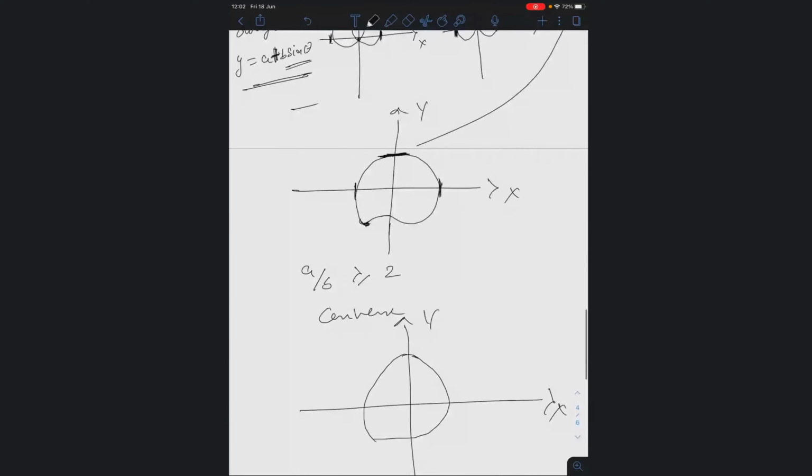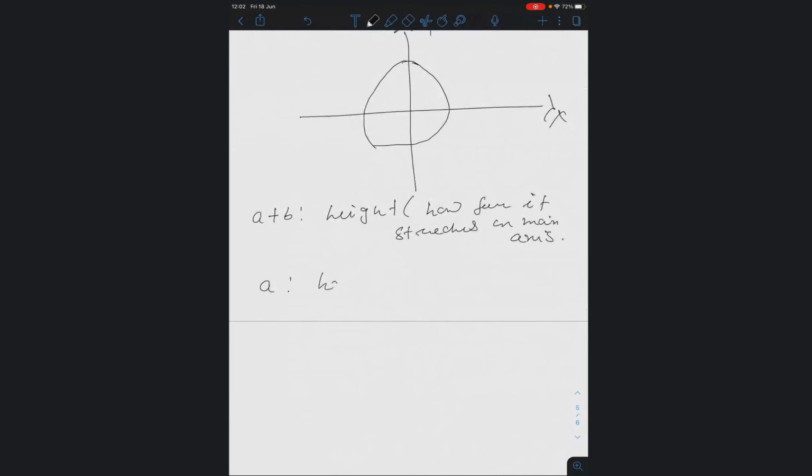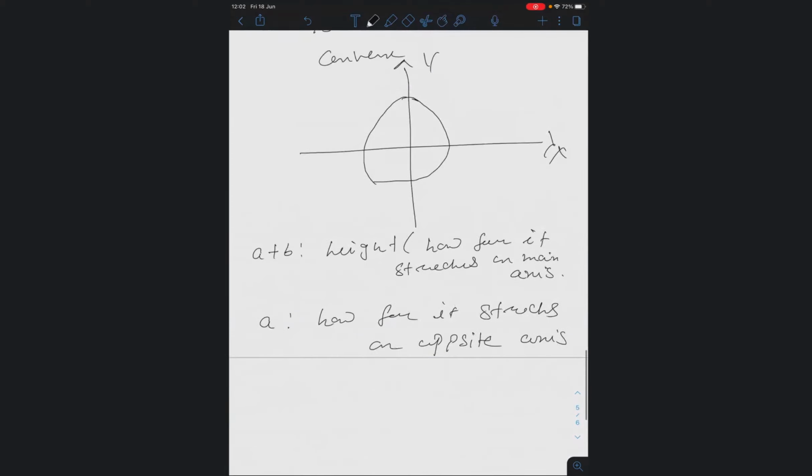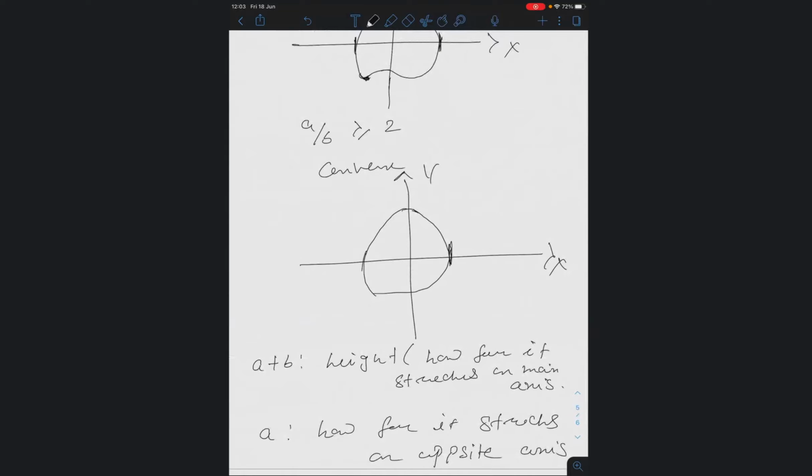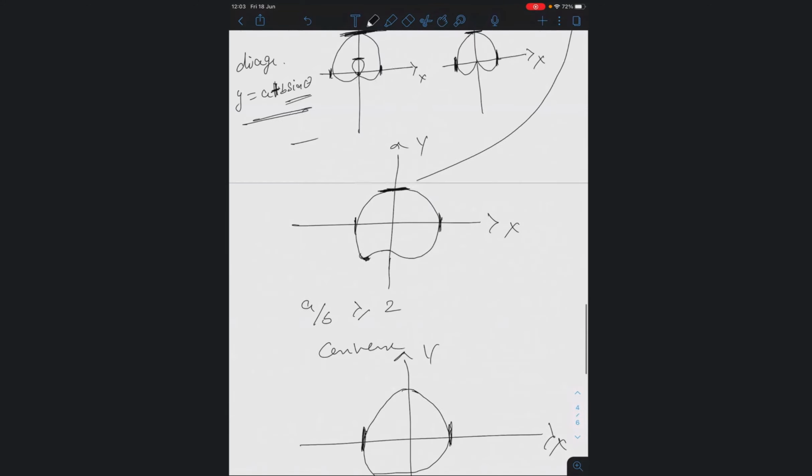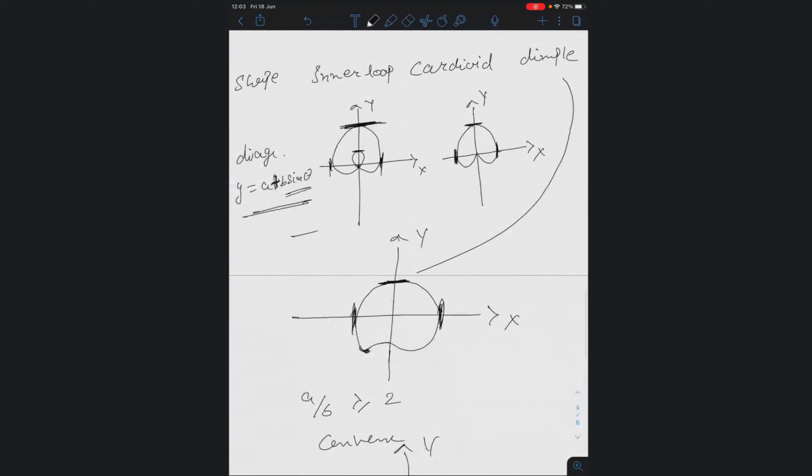Okay, similarly a will decide how far it stretches on the opposite axis. Opposite axis means here these points on the x-axis. It can be the other way also. I have taken an example of sine. So what are these points? These points are a. This is a, this is a. Understood?